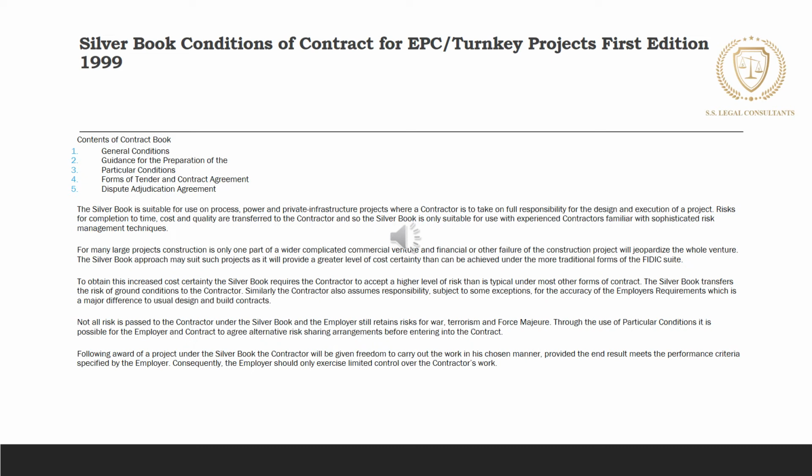These are projects where the employer takes total responsibility for the design, construction, maintenance and operation of the project and wishes to pass responsibility in respect of the construction to the contractor. There is no engineer under the Silver Book, as his responsibilities are assumed by the employer.